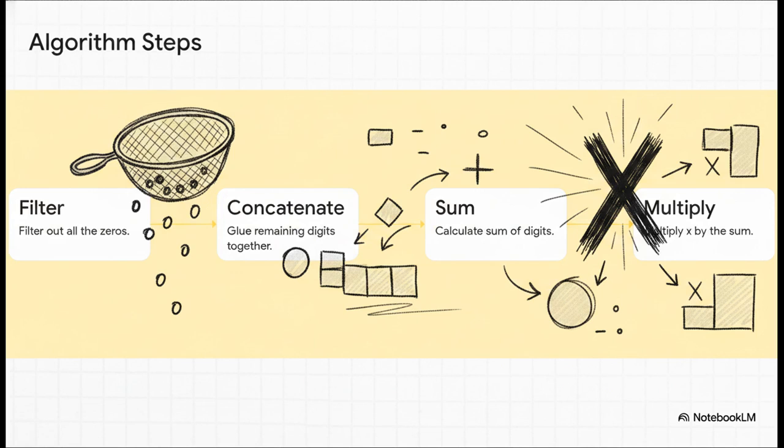Here is the absolute core of the problem, broken down into 4 really straightforward steps. We call this a simulation problem, because honestly, there are no crazy tricks here, just careful execution of the rules. First up, we filter out all the zeros. Second, we take those remaining non-zero digits and concatenate them, basically glue them together in their original order to form a brand new number. Let's just call that x. Third, we calculate the sum of those exact same digits. And finally, step 4, we multiply our new number x by that sum. It's just pure simple execution.